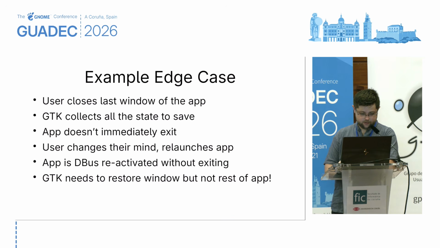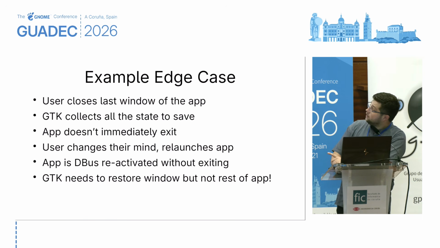And let's go back there. So this edge case, again: user closes the last window of the app, GTK saves the state, app doesn't exit, user relaunches the app. So what happens if GTK collects all the state to save is now asynchronous? Now we're doing a bunch of work. And rather than the user relaunching the app before the app exits, the user changes their mind and relaunches the app before the app is even done collecting its state. How do you fix that? I couldn't think of a way. I don't think it's fixable.